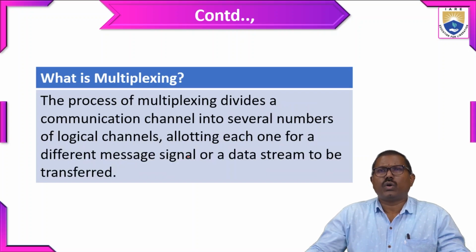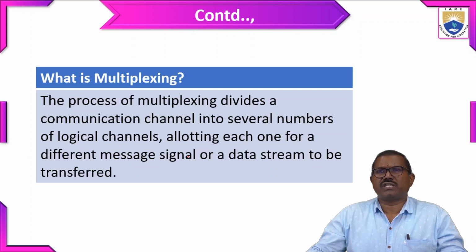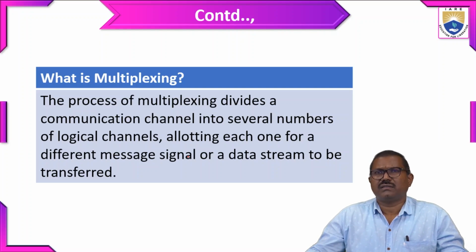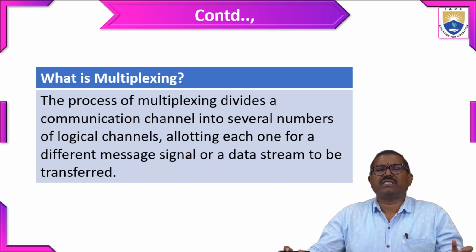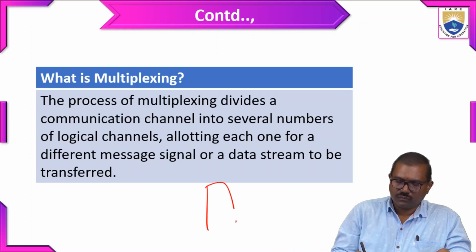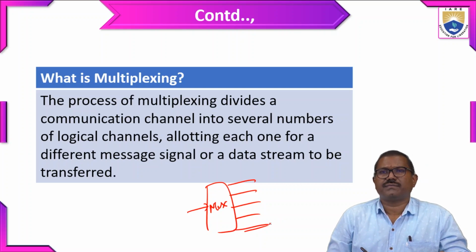What is multiplexing? The process of multiplexing divides a communication channel into several logical channels, allotting each one for a different message signal or data stream to be transferred. Simply, you can call it mux. It divides a communication channel into several logical channels, one to many.